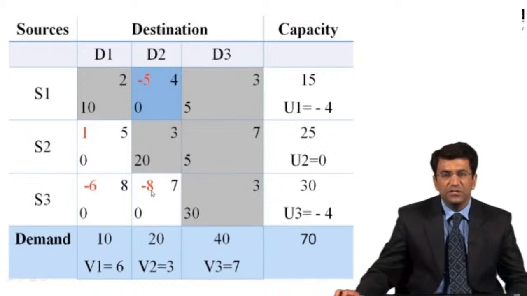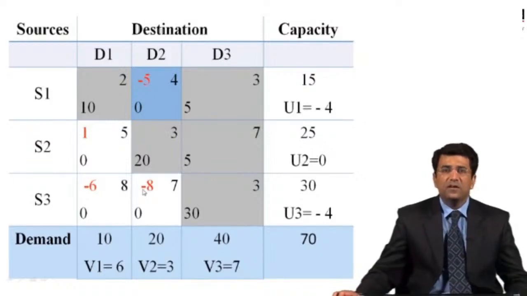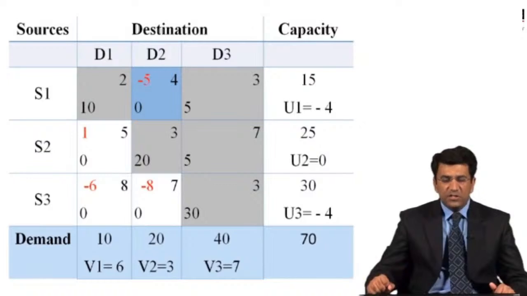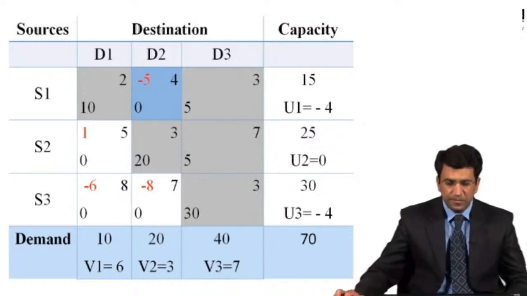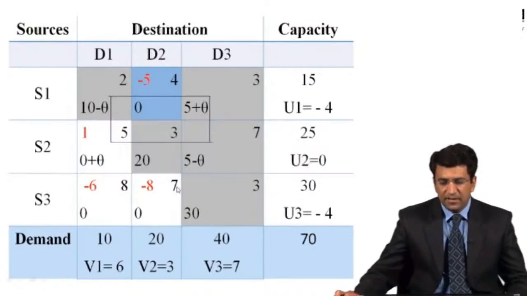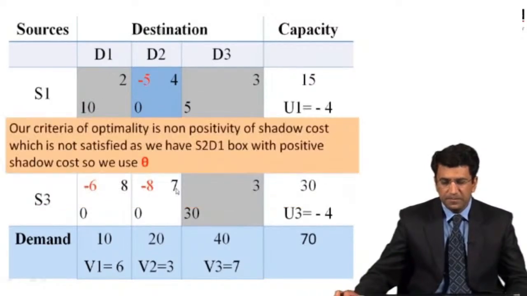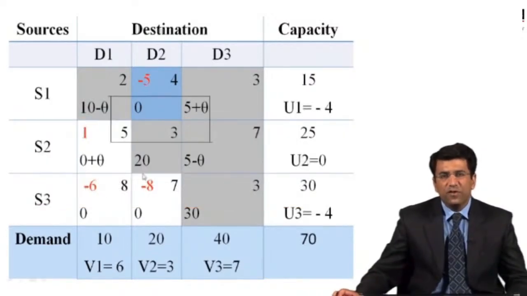So again we'll have to repeat this particular step, because our optimal solution will only be achieved if we are able to have that negative shadow cost for all of our non-occupied cells. So class, let's again repeat this step. Again we will repeat the step of finding out the theta value, and again class, let's suppose for this particular cell for which the shadow cost is positive, if we add theta to this particular cell, we will have to subtract theta from this particular cell, that is S2D3.